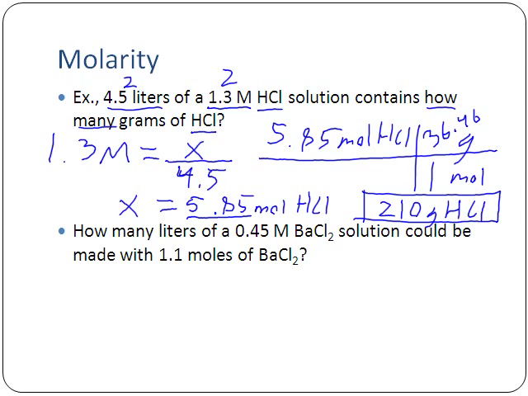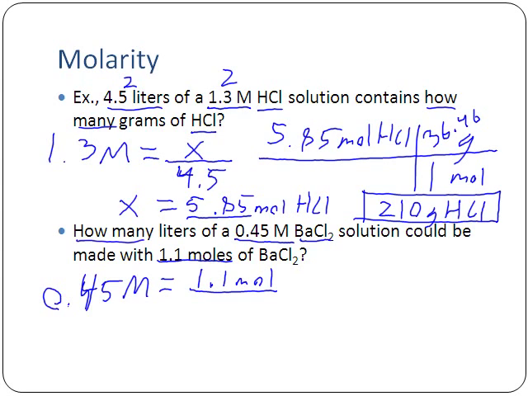So another one. How many liters of a 0.45 molar barium chloride solution could be made with 1.1 moles of barium chloride? So in this case right here, I know the molarity to start with. I have a 0.45 molar solution. And so in this case, I know that's going to be moles of solute. My solute here is barium chloride. How many moles do I have? I have 1.1 moles. So I say 1.1 moles of barium chloride on top. On bottom should be liters of solution. And do I know what that is? Nope, it asks me how many liters of solution. And so that's going to be my x right here. So I have x liters down here.